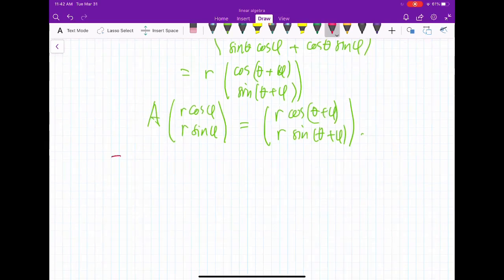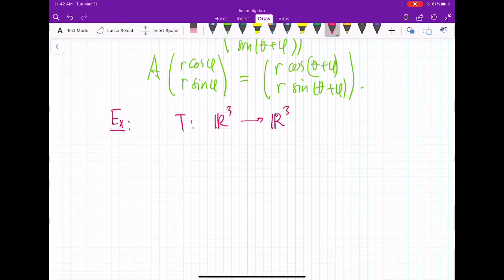Let's consider the following example. You have a map T from R3 to R3 such that A_T equals [[1, 0, 0], [0, 1, 0], [0, 0, 0]]. A_T is the matrix corresponding to T.